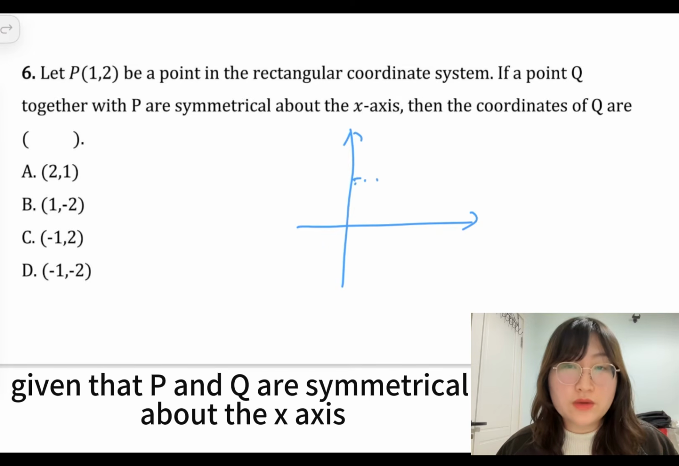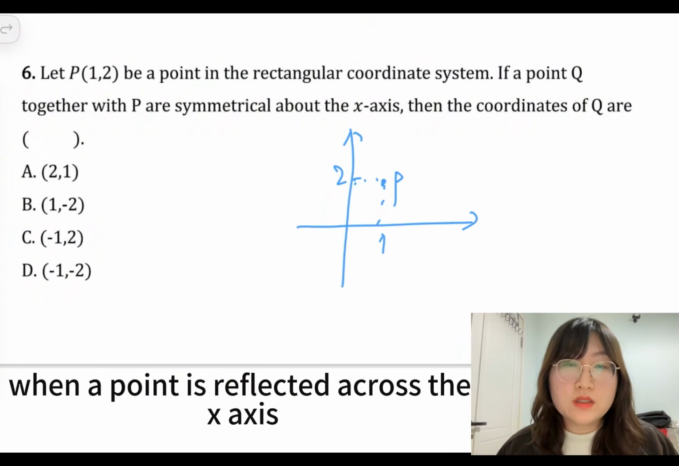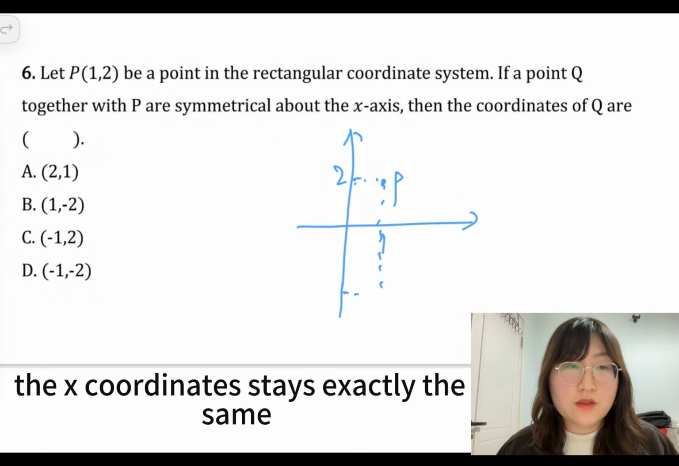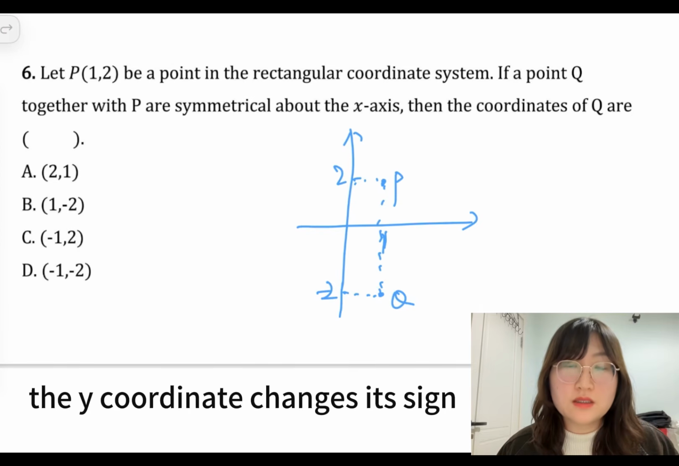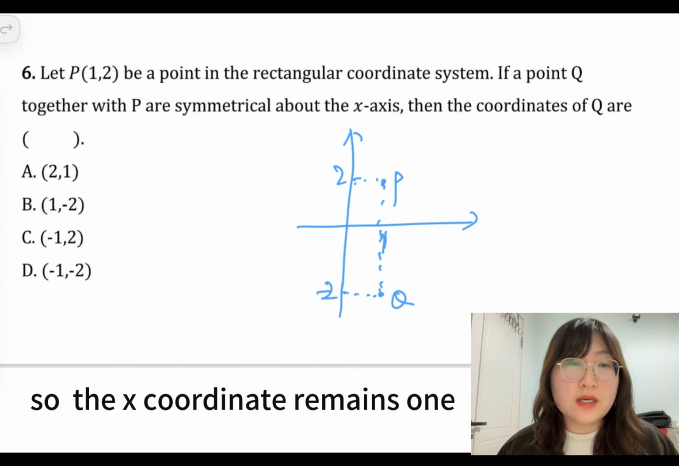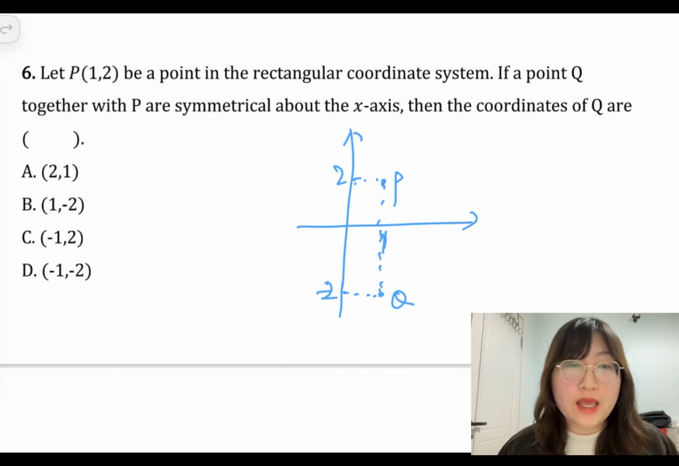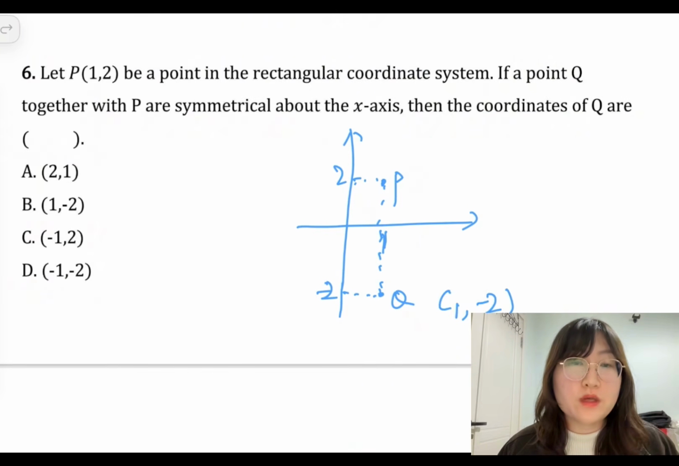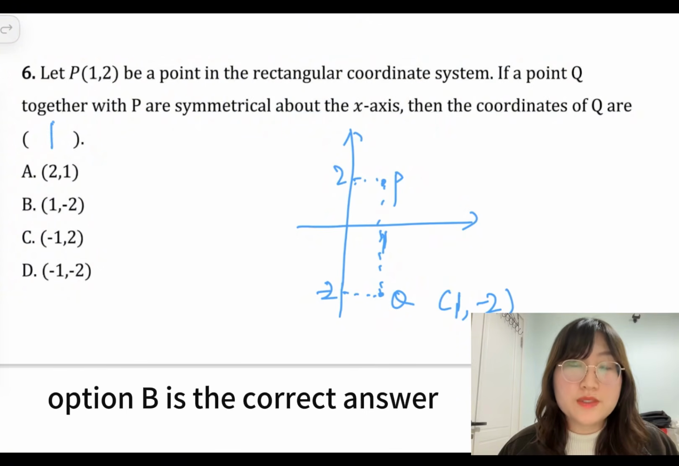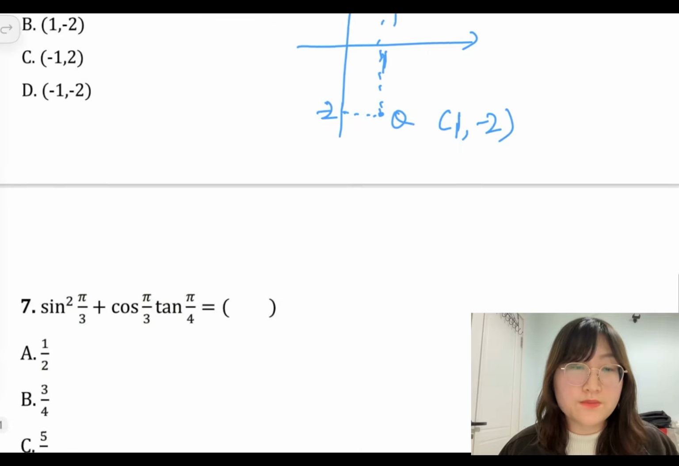Given that P and Q are symmetrical about the x-axis, when a point is reflected across the x-axis, the x-coordinate stays exactly the same. However, the y-coordinate changes its sign, so the x-coordinate remains 1, and the positive 2 becomes negative 2. Therefore, point Q is 1, negative 2. So, option B is the correct answer.